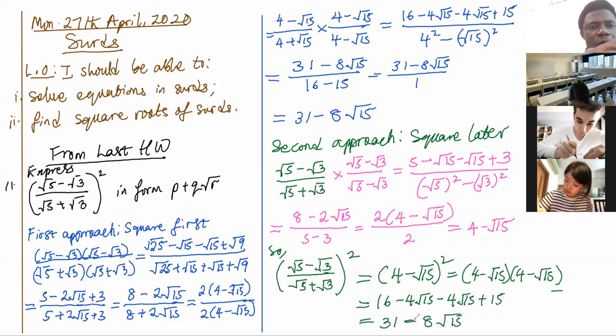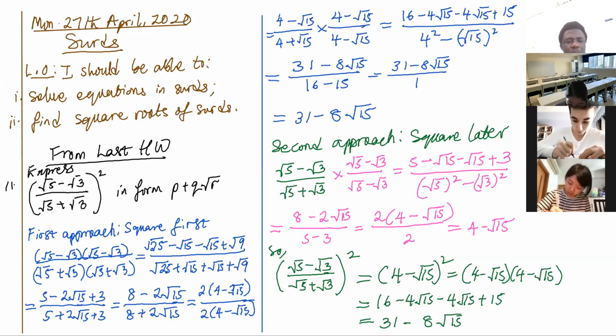So irrespective of which approach, did you square first, did you square later, you still get the same thing. That's the point we're trying to make here. So well done. For those of you that did either the first or second approach, I just wanted to point that out because it's an interesting question to do.